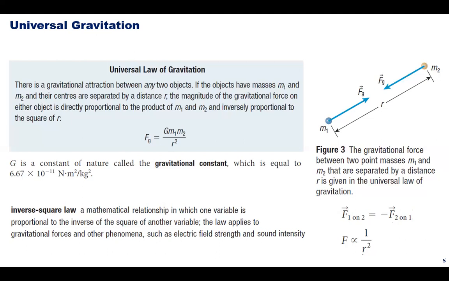Another important feature of the universal law of gravitation is that the force follows the inverse square law. The inverse square law is a mathematical relationship between variables in which one variable is proportional to the inverse of the square of the other variable. When applied to gravitational forces, this relationship means that the force is inversely proportional to the square of the distance between the mass centers. In other words, the force of attraction drops quickly as the two objects move further apart.